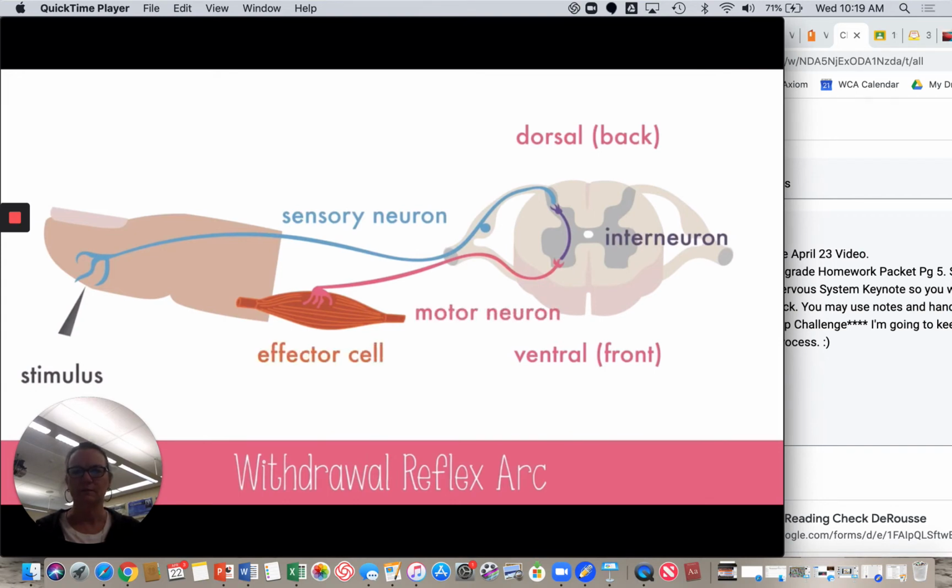This happens quickly, in just fractions of a second. And because the response goes to the spinal cord and not to the brain, it'll happen without having to think about it.